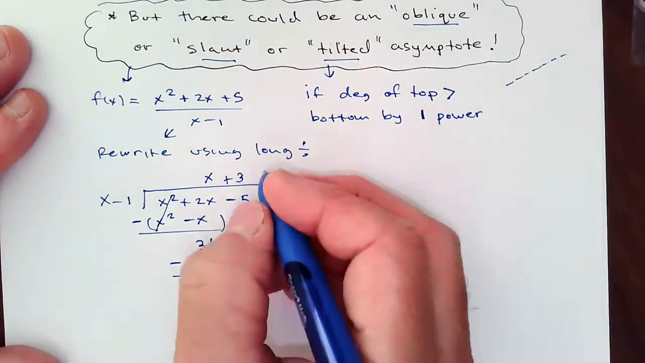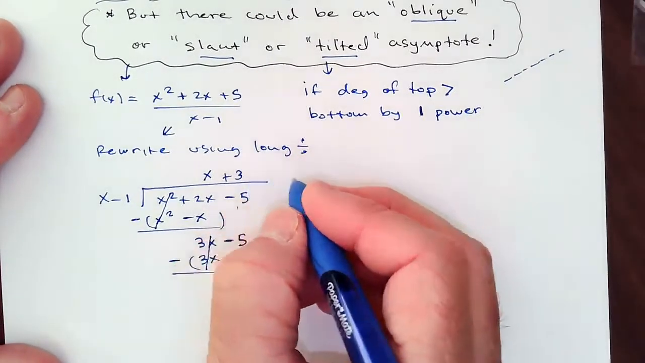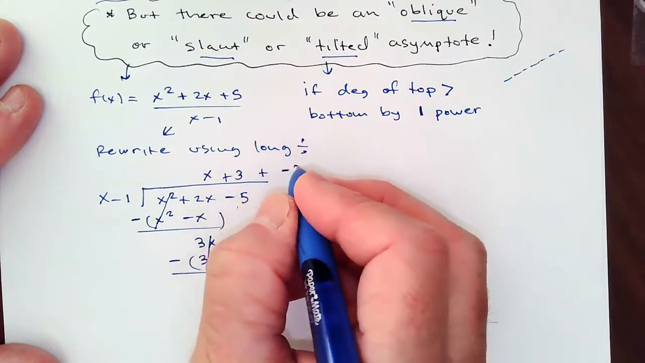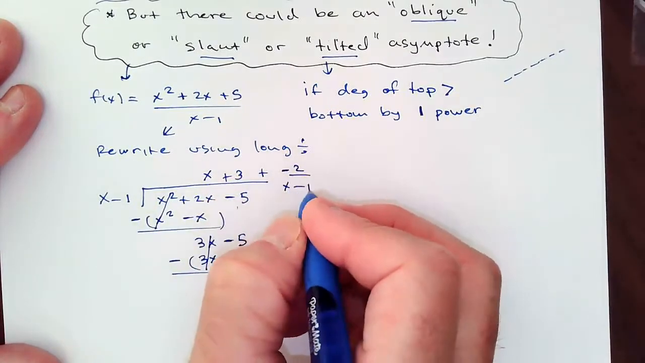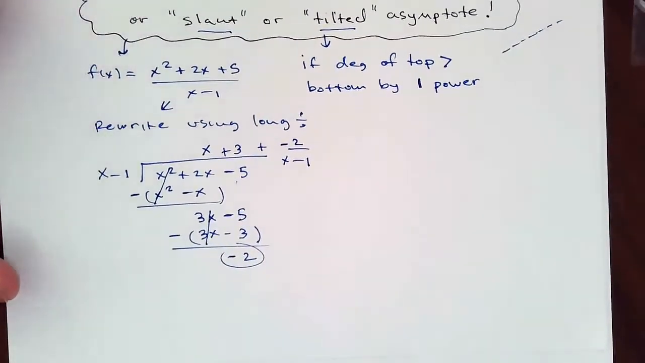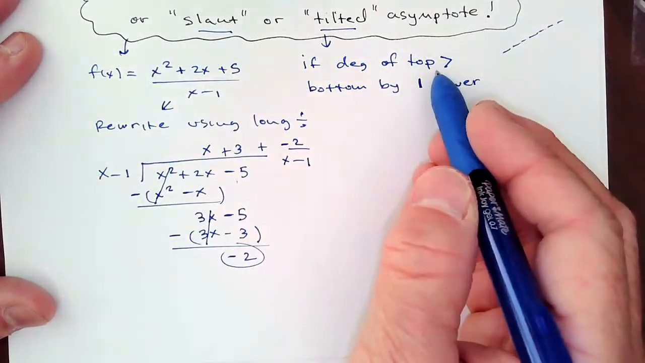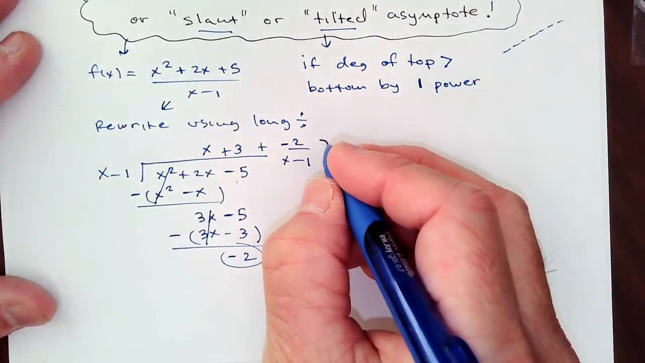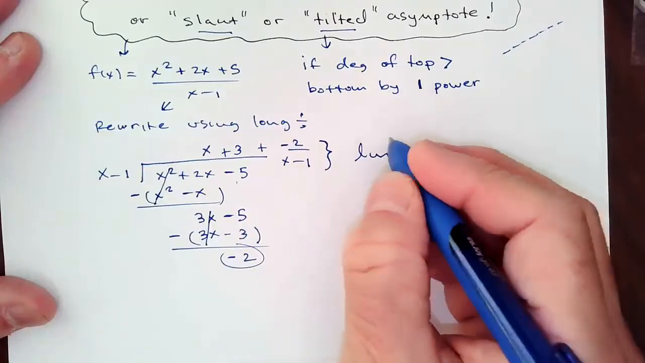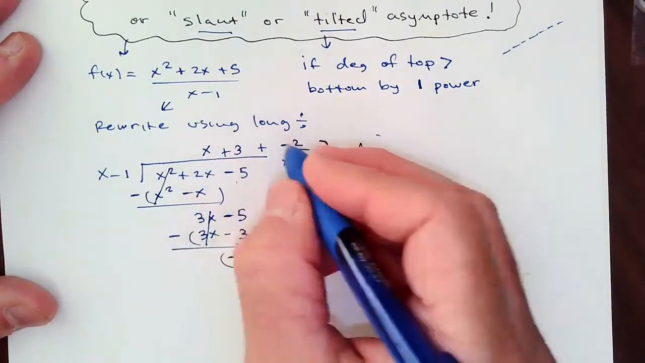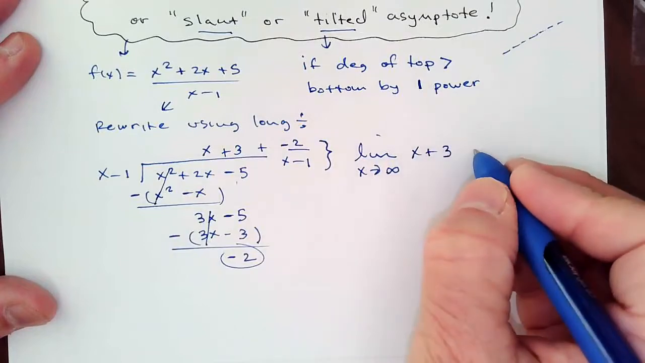And remember how we write that. That's our remainder. So we could say this is equal to x plus 3 plus negative 2 over x minus 1. And so that's the same thing as our function. To find that oblique asymptote, the idea is we're going to take the limit again as x goes to, let's just stick with infinity, of this, because it's my function, just written in a different way.